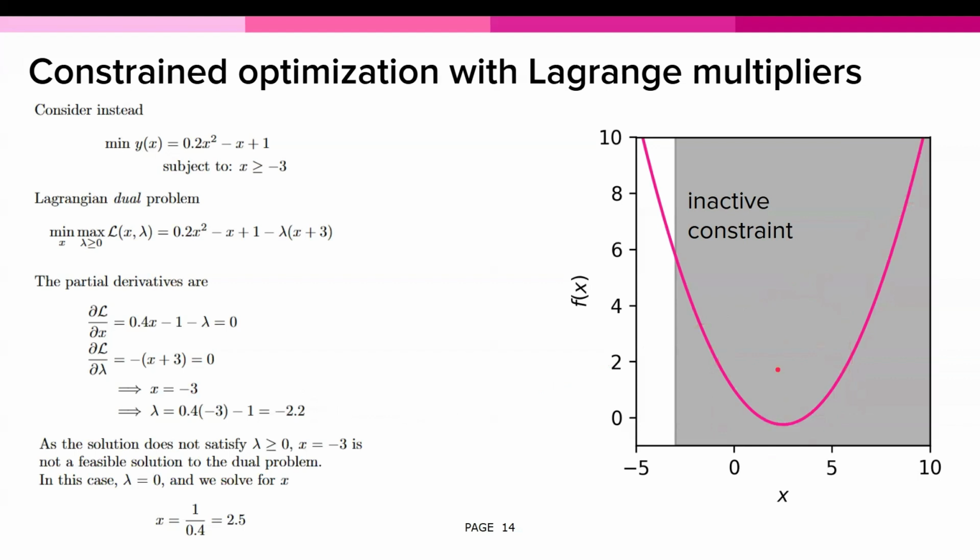And so this is an important concept because it shows that not all constraints will actively shape the solution. So when a constraint is inactive, the multiplier is 0, indicating the constraint does not affect the result.